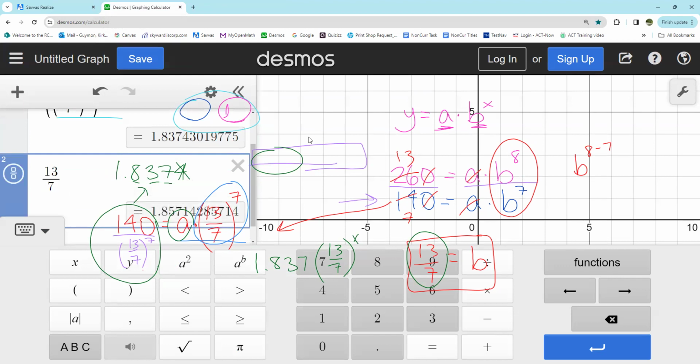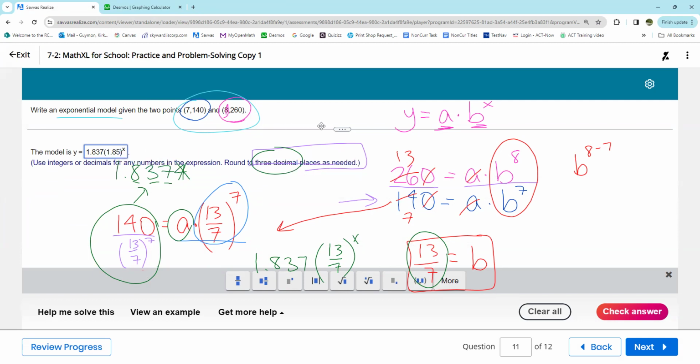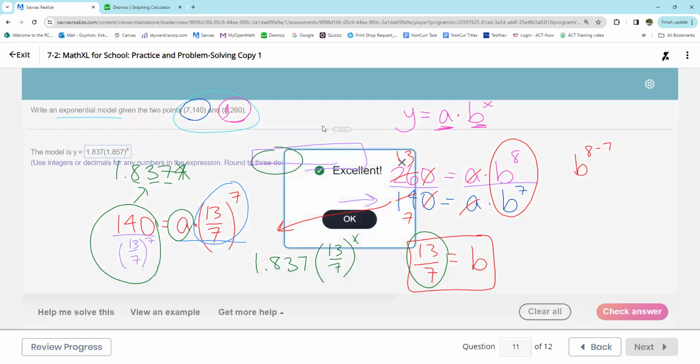13/7 is 1.8571. That's 3 decimals, leave it a 7. 1.857 for the b. Let's try that. Instead of this fraction in here, let's see if that's what they're wanting us to fix. 1.857, 1.857, and see if that's all. That's all it was. So read those blue hints or tips underneath.